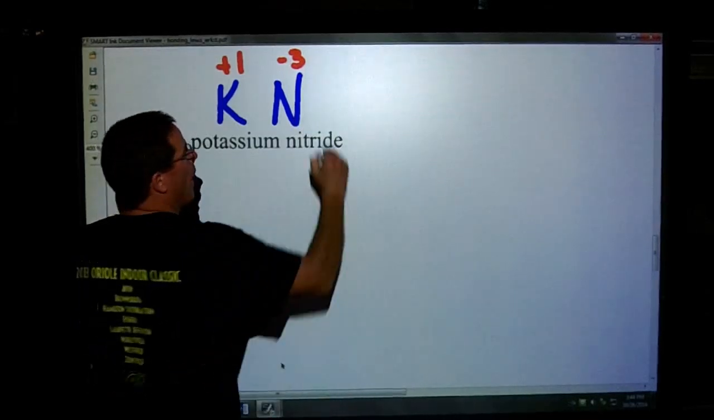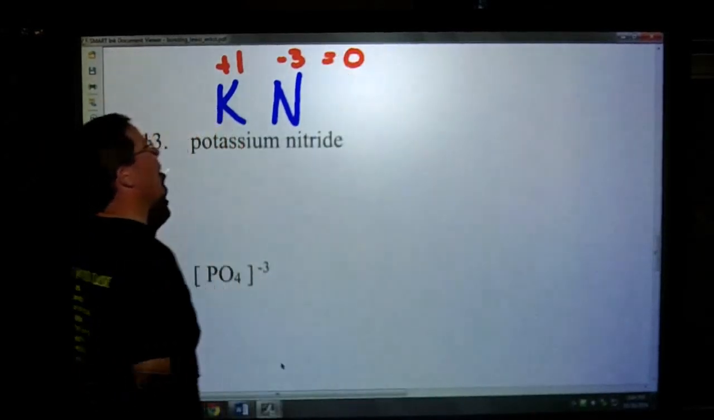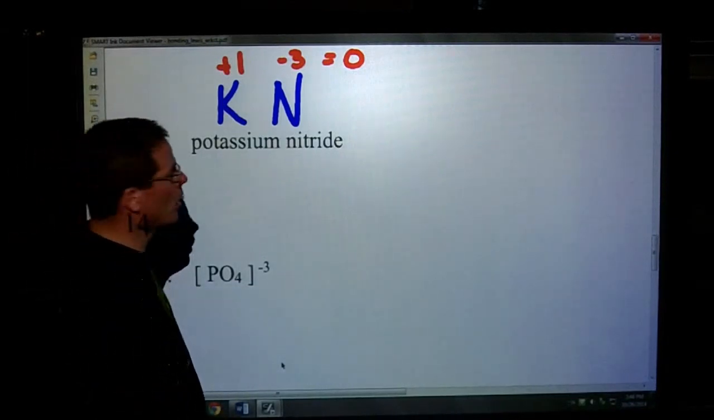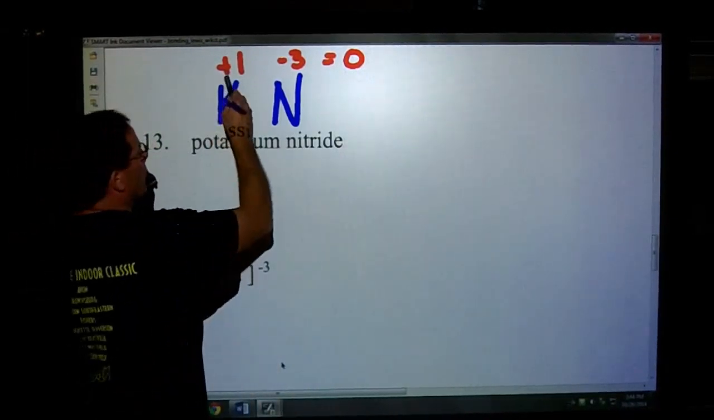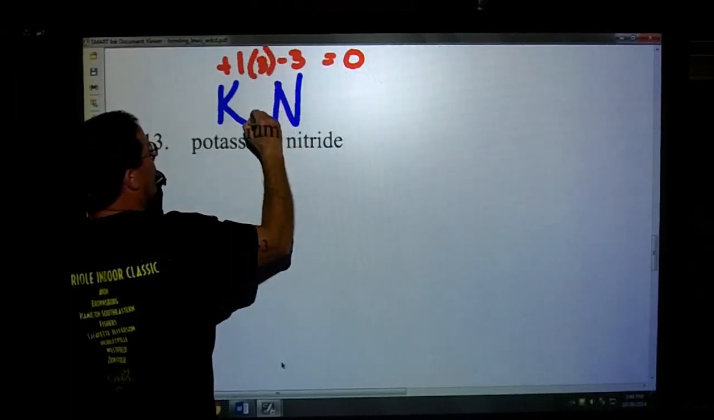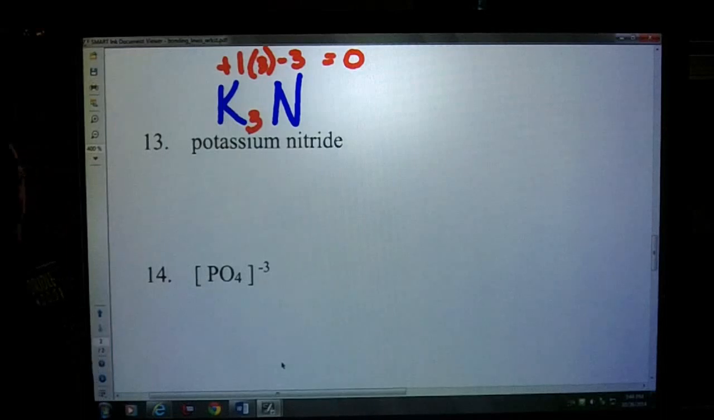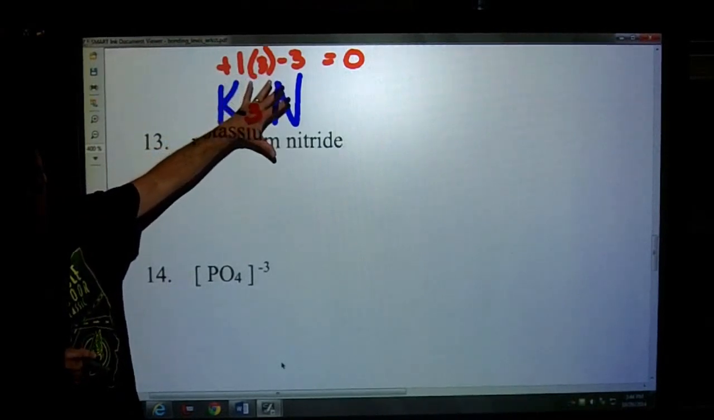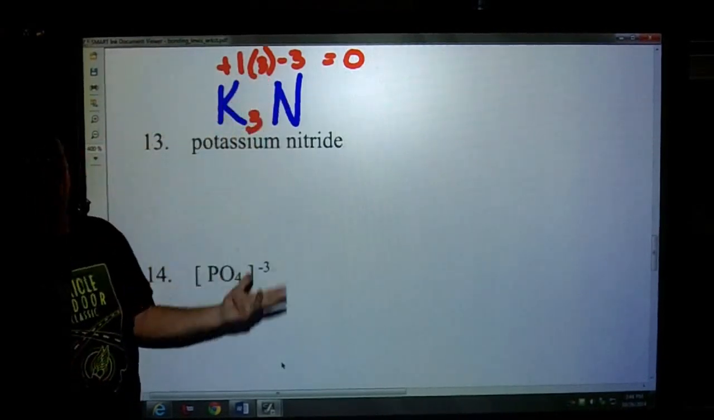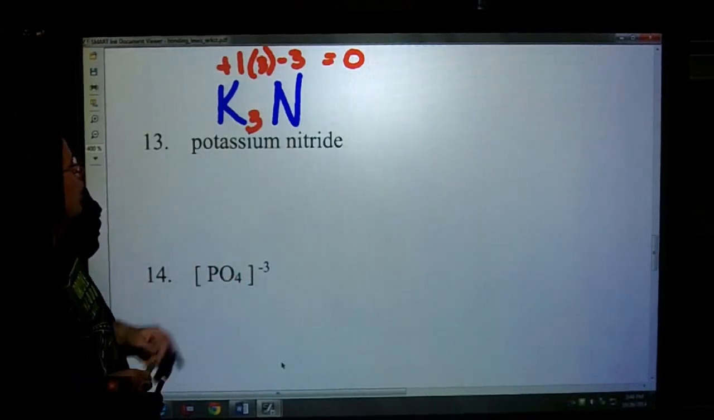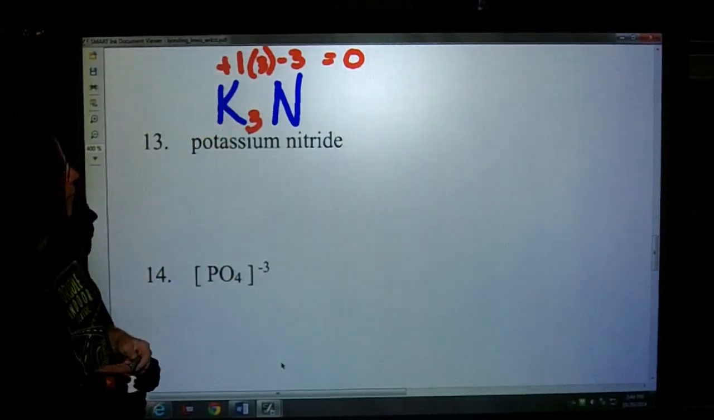Are the charges balanced? You're like, holy cow, I can't believe we have to do that again. Yeah, you get to do it all year long. So make sure you don't forget this. Potassium's +1, nitrogen's -3. So that means that we need 3 potassiums. In this case, that's our chemical formula. We need to do this first if you're not given a molecular compound, which has the Greek prefixes, which we did the other day. So here's our ionic compound.